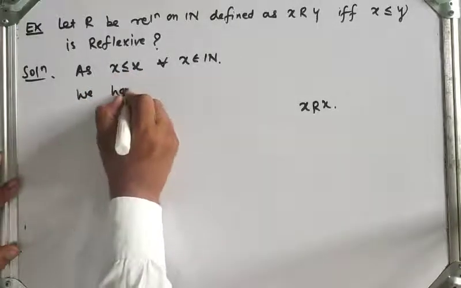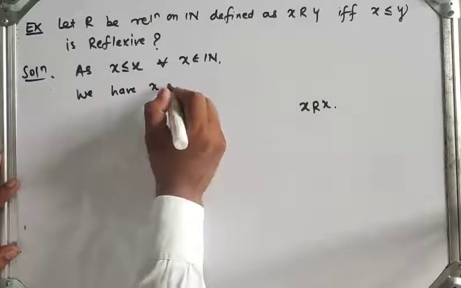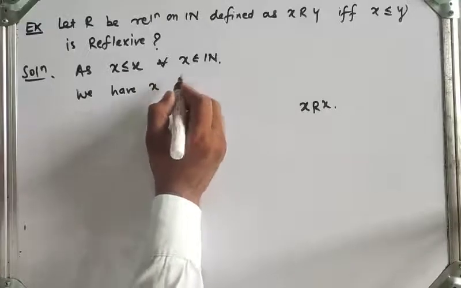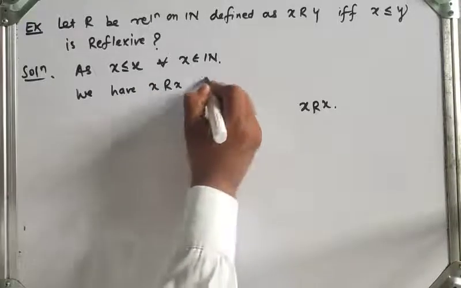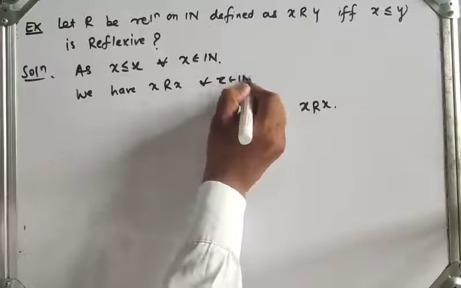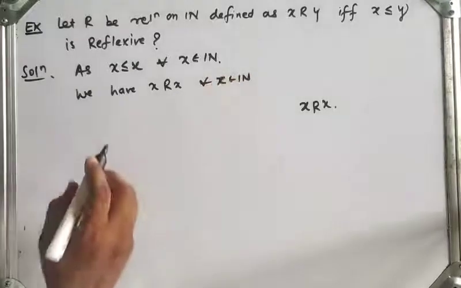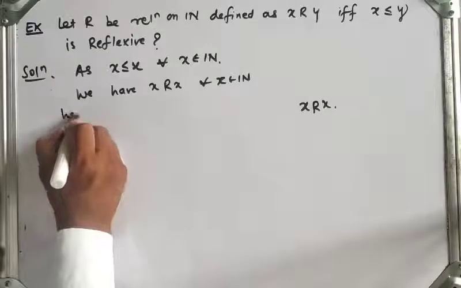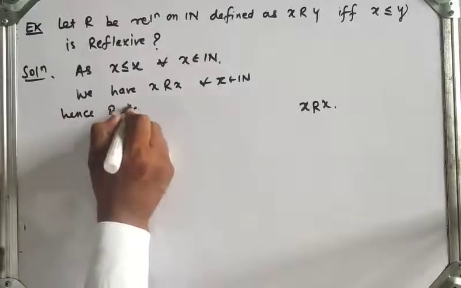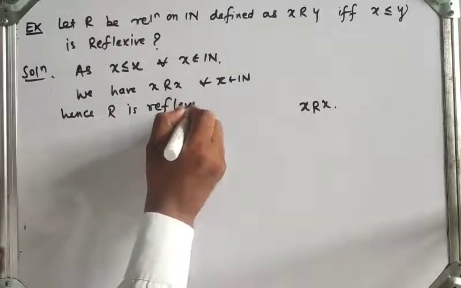we have x is related to x for all x belonging to the natural numbers, hence R is a reflexive relation.